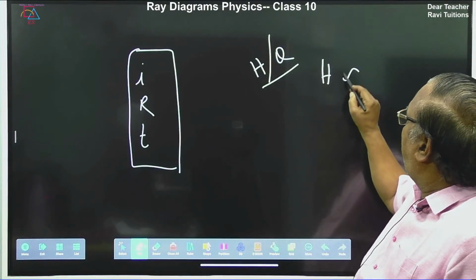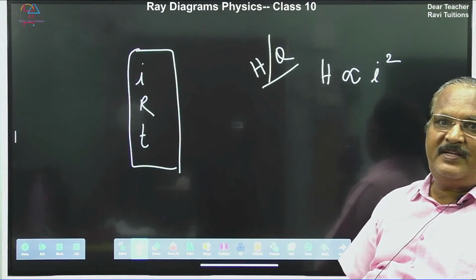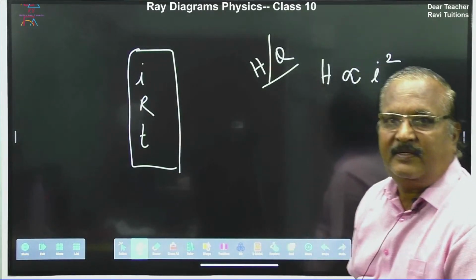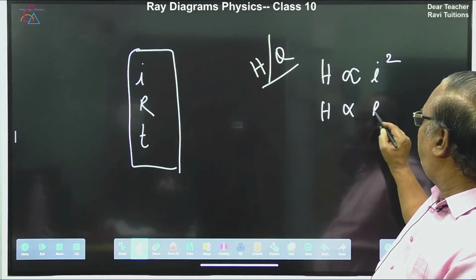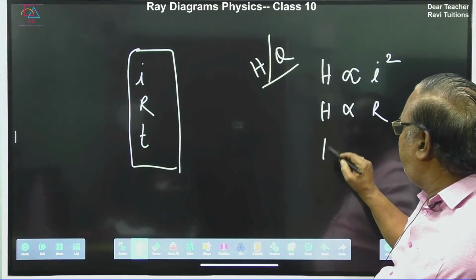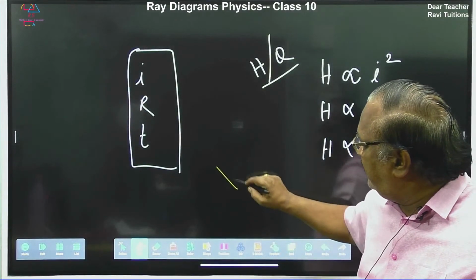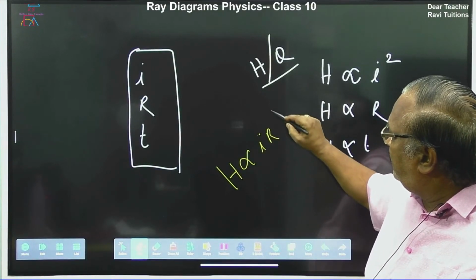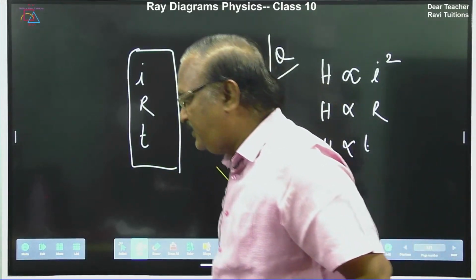So, H is proportional to I square, the square of the current. H is proportional to R, directly proportional to the resistance, and H is proportional to time. If you combine these, H is proportional to I square R T. This is Joule's law.